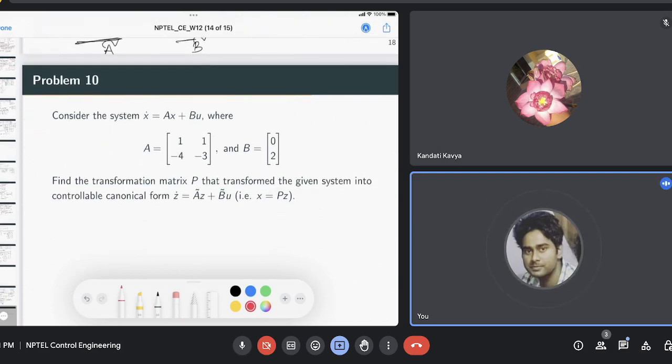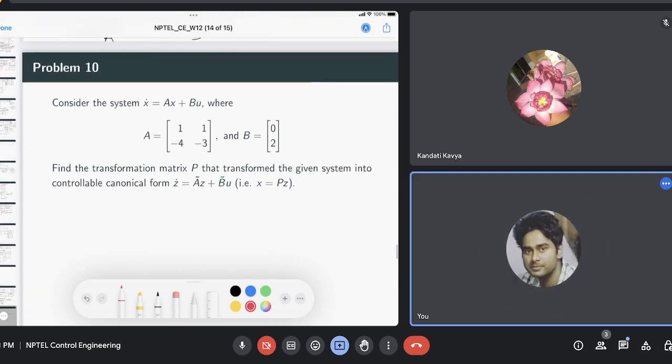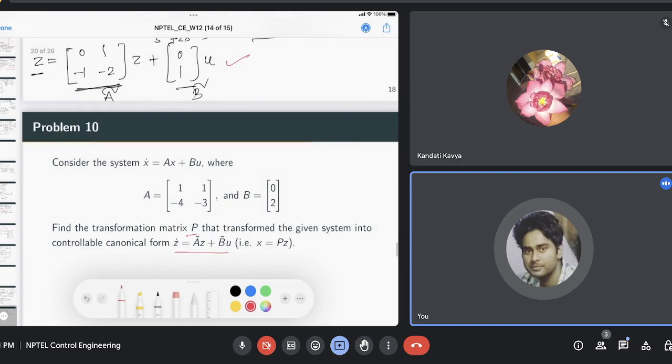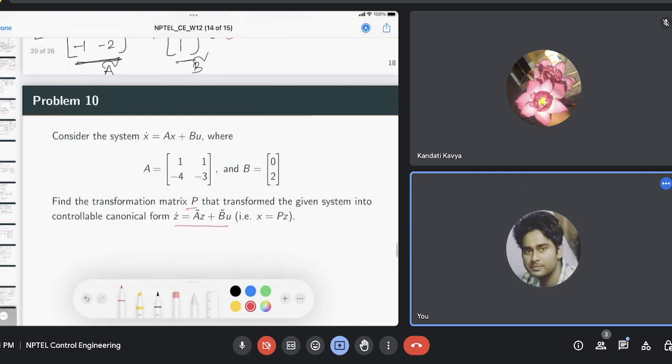Before that, we will find the P matrix that can transform this into a controllable canonical form. We just obtained it manually. So the question is: is there any matrix that actually transforms this? The original system is given in an arbitrary form, and we want to find a desired form. Here the desired form is the controllable canonical form, but it can be any desired form. That is valid for any desired form.